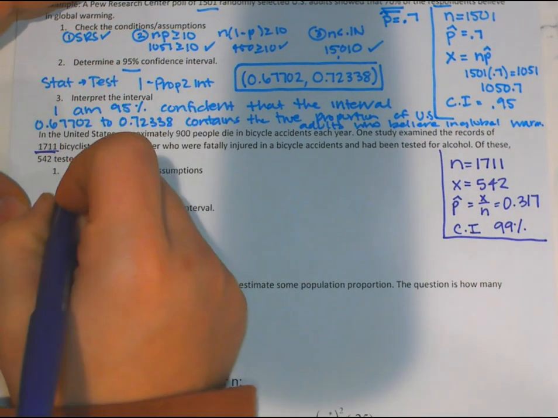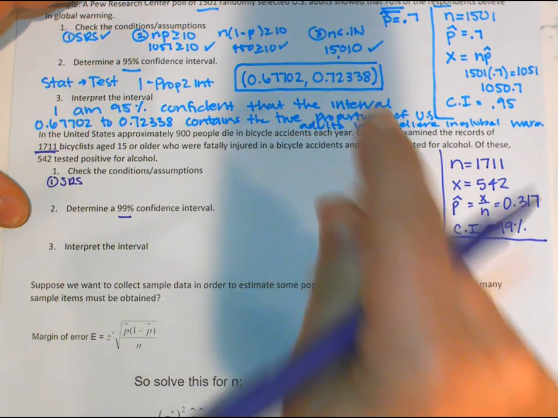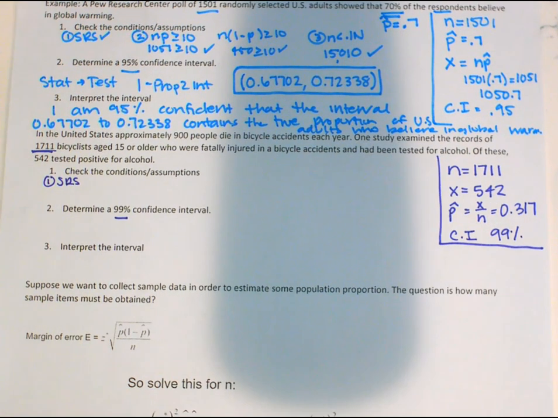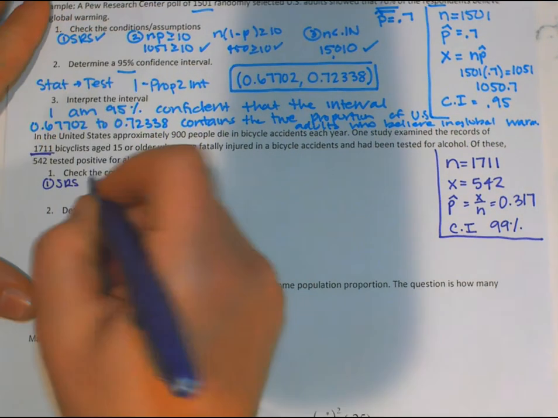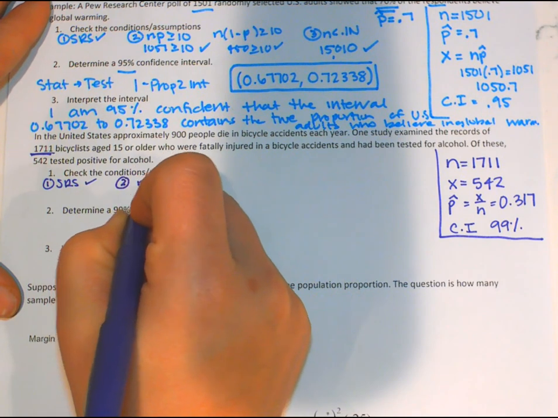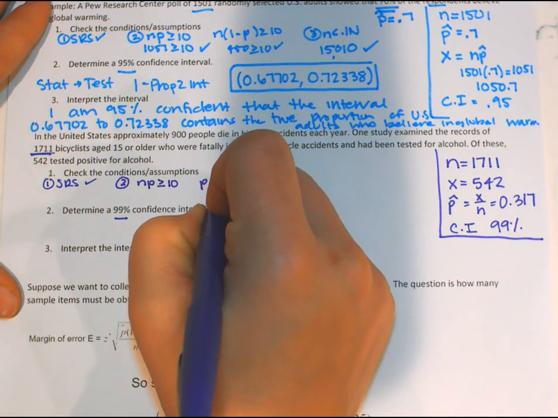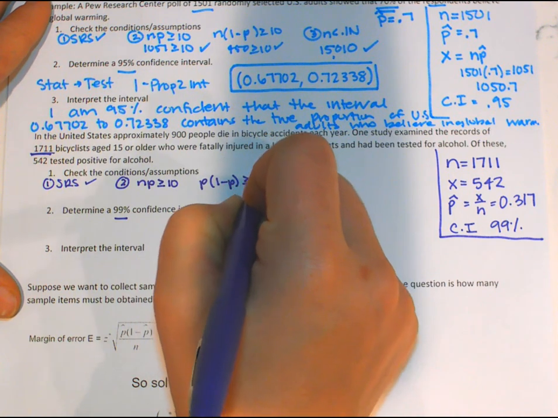So first we're looking for a simple random sample. Since we're running a study, it's pretty easy to assume that our study was run with a simple random sample. That is statistically the best way to run a study. So we're going to assume that this is a simple random sample. Then we're going to test that our N times P value is greater than or equal to 10, and our N times 1 minus P value is greater than or equal to 10.